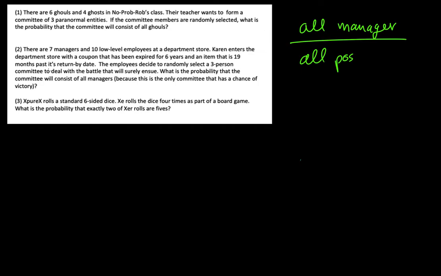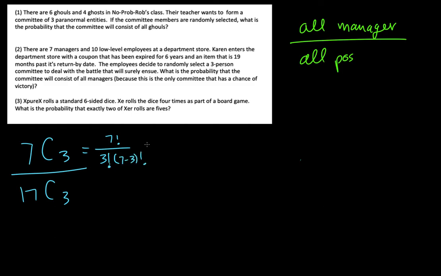Okay, so all the managers, we have 7 managers and we need to choose 3. So 7C3, and then the total possibility is 17C3 because we have 10 low-level employees and 7 managers. All right, so we get 7 factorial over 3 factorial times (7 minus 3) factorial.